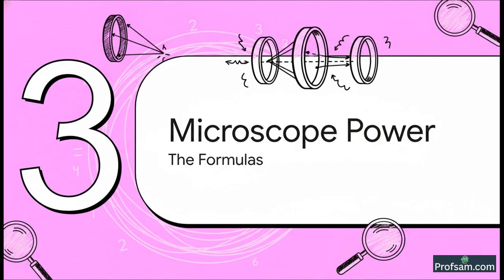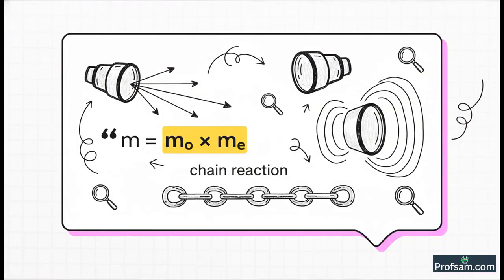So, how do we figure out the total power of this amazing two-lens system? Believe it or not, it's super simple. The total magnification is just the magnification from the objective lens multiplied by the magnification from the eyepiece. That's it. You just multiply the two powers together. It's like a power-up on top of a power-up.